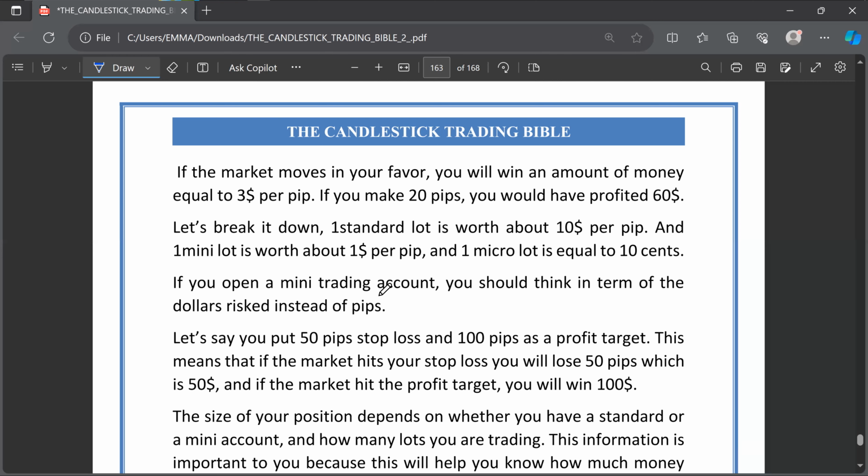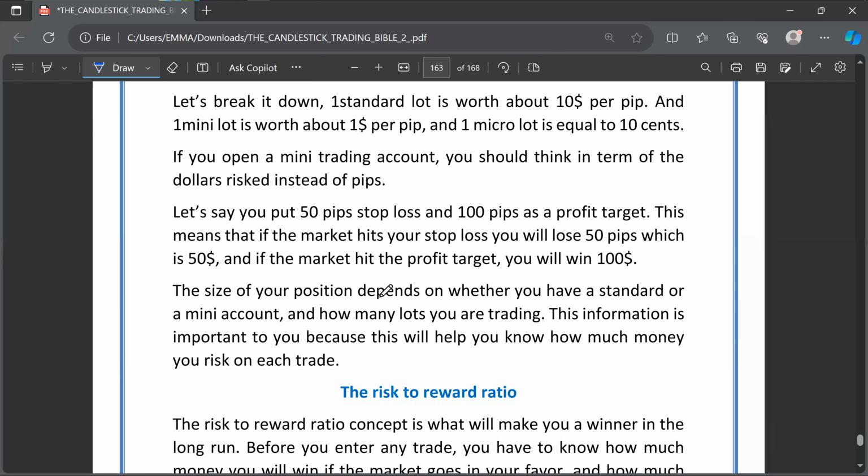Let's say you put a 50 pips stop loss and 100 pips as take profit, your TP. This means that if the market hits your stop loss, you will lose 50 pips, which is worth 50 dollars. 50 pips is worth $50 for the calculation. And if the market hits the profit target, you win 100, right? So that is it.